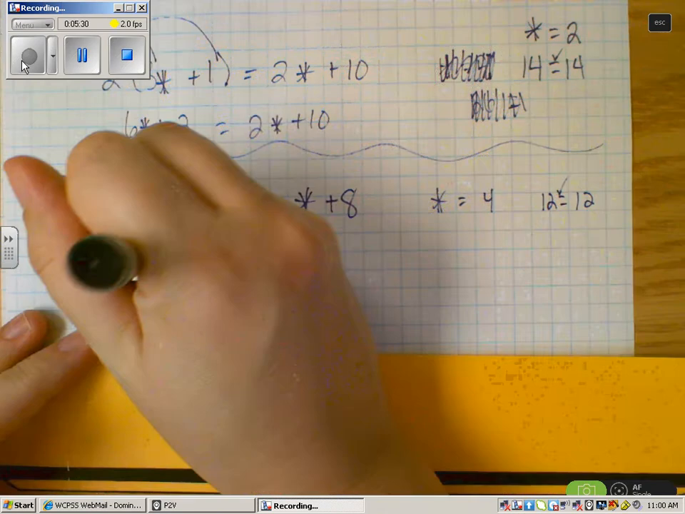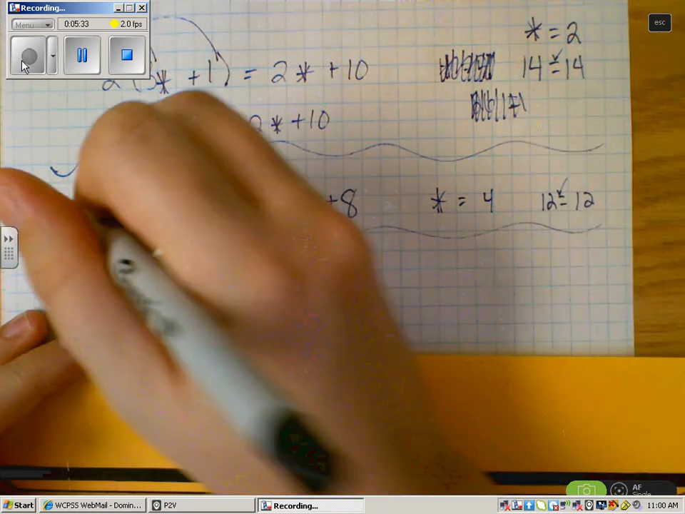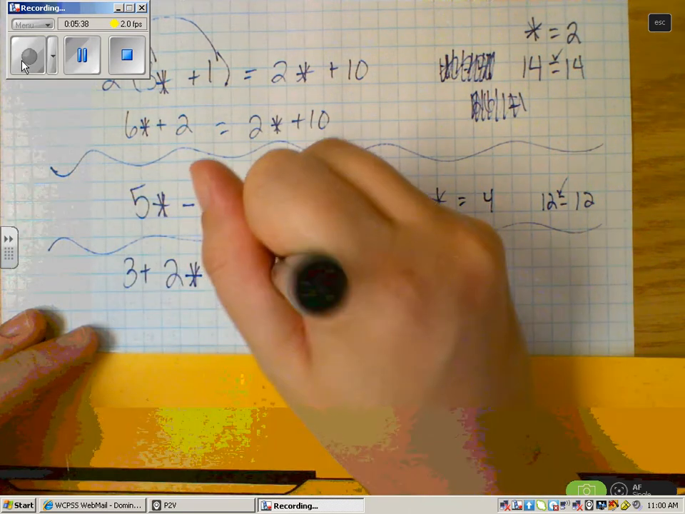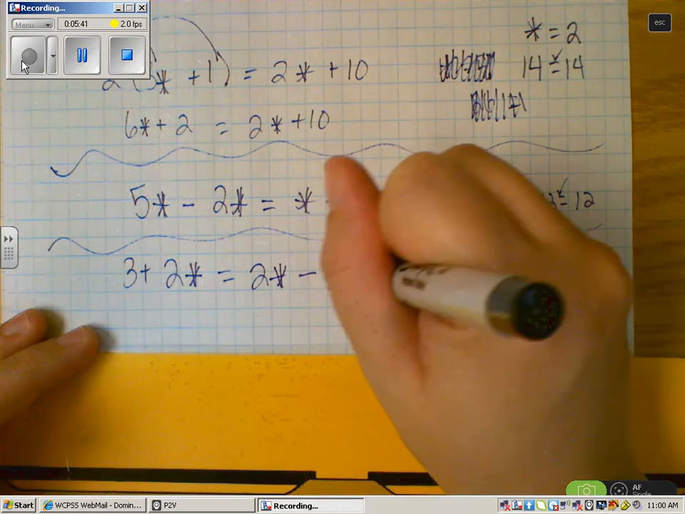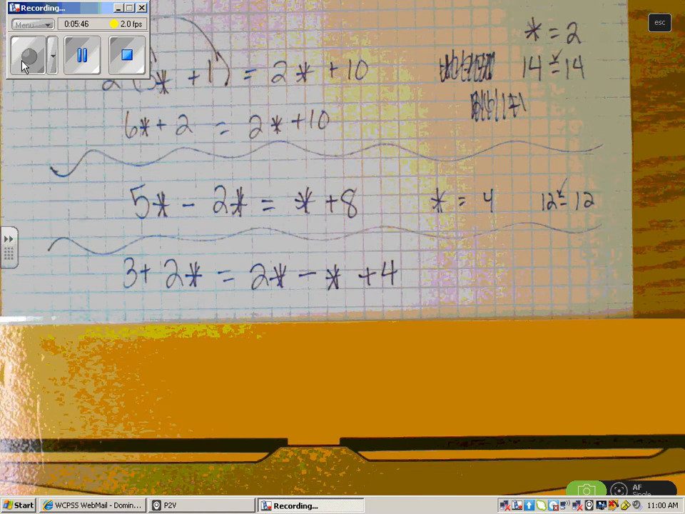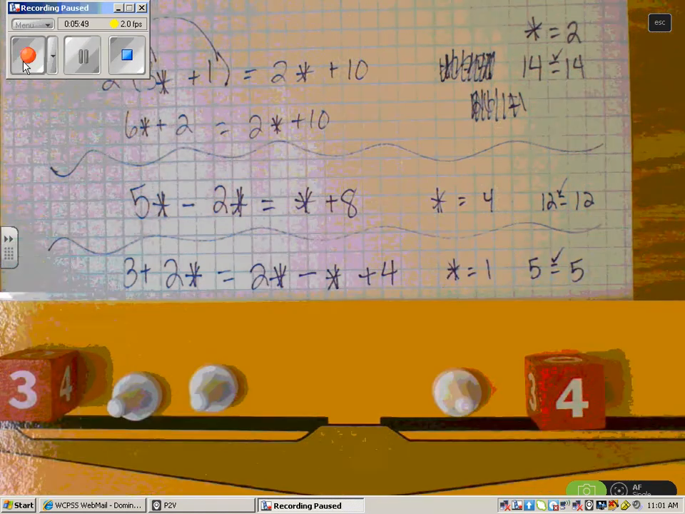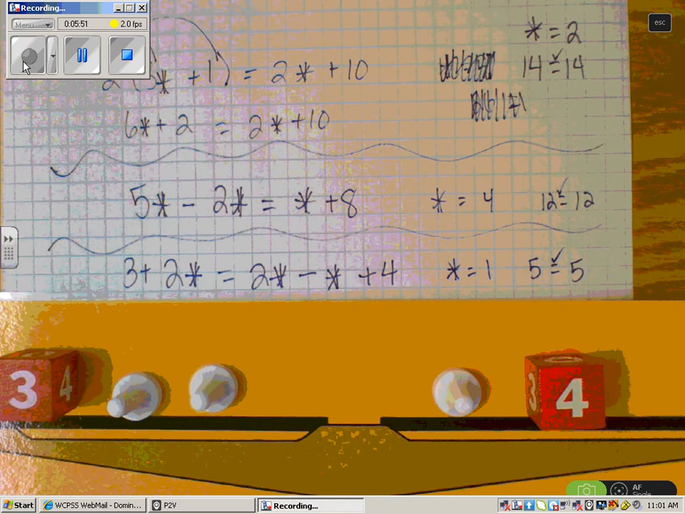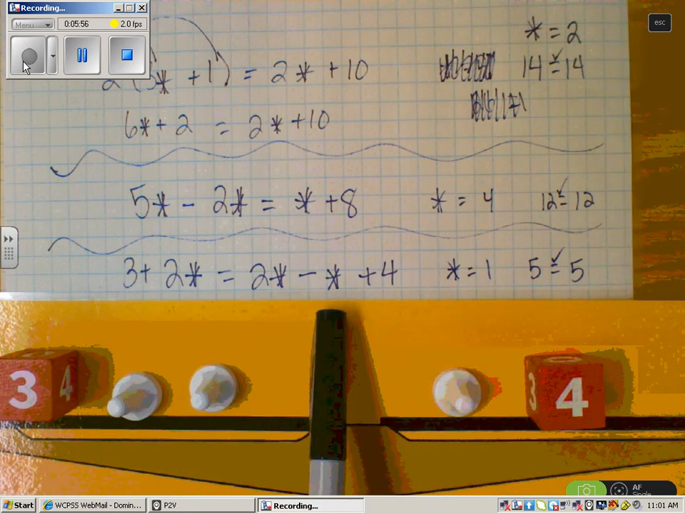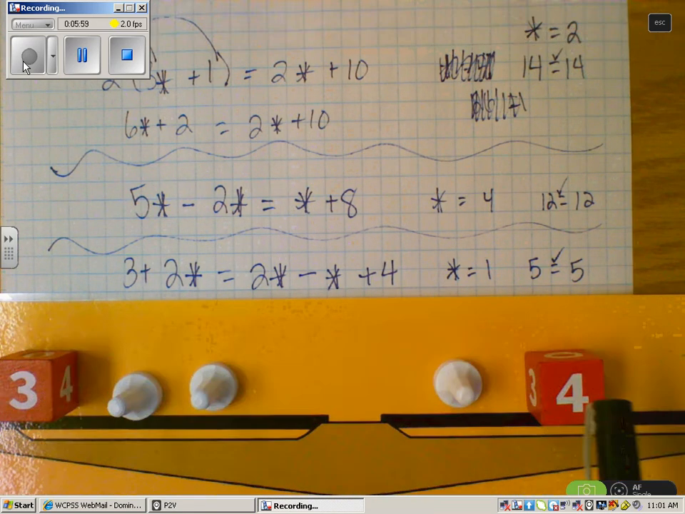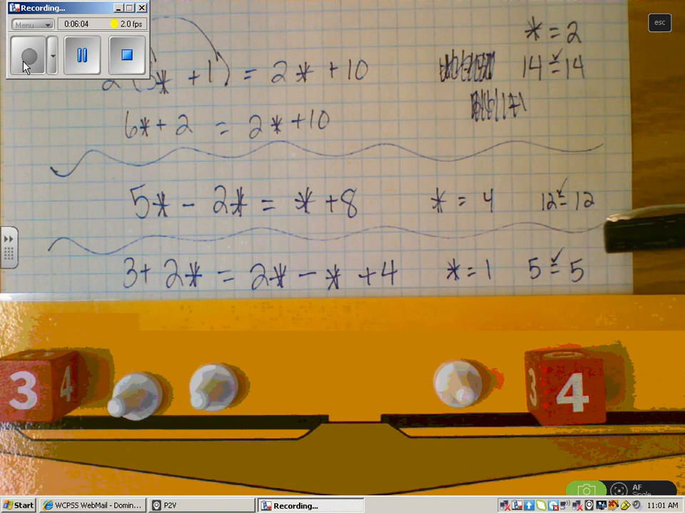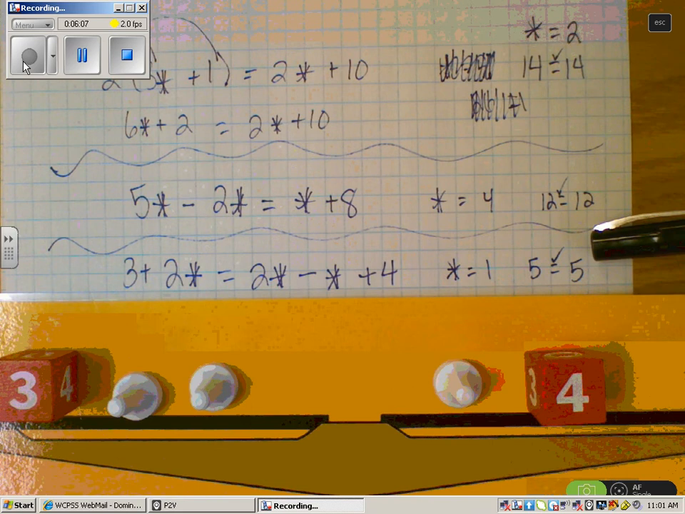This one is 3 plus 2 star equals 2 star minus star plus 4. So pause the video and go ahead and solve for star. Okay, building this on your scale, we have 3 plus 2 star equals 2 star minus star, which would give us just star plus 4. Using legal moves, you should solve and get star equals 1. Plug that 1 in and you get 5 equals 5.